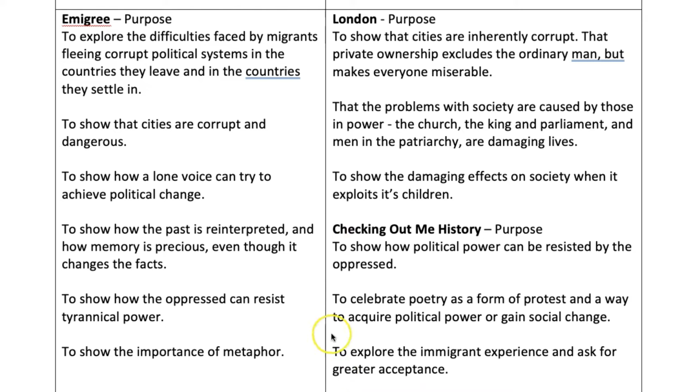So I would be really happy to use Checking Out Me History, because you can say a lot about its structure and form in the way that it interweaves a kind of childlike nursery rhyme to discredit the British voice and a more free verse to have an Afro-Caribbean voice.